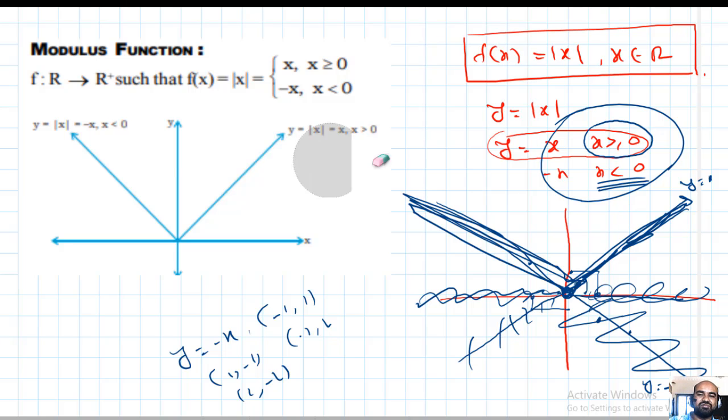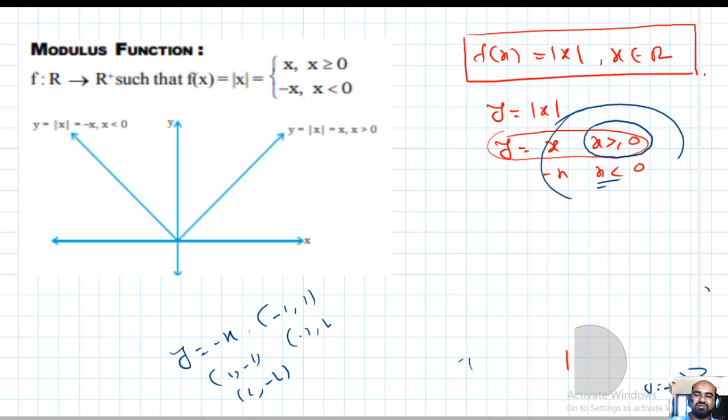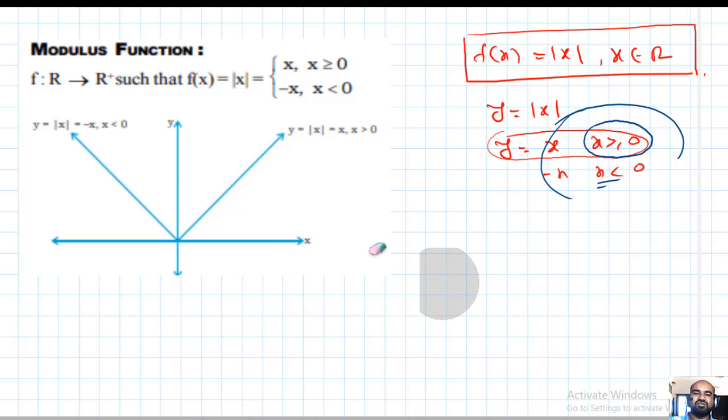Students, the modulus function is important. Yes, this is the V-shaped graph passing through (0, 0). For example, if x is 1, what is the output? 1 only. If x is taken as -1, the output is also 1 only. For x = -1, y = 1. So this is the graph of the modulus function.